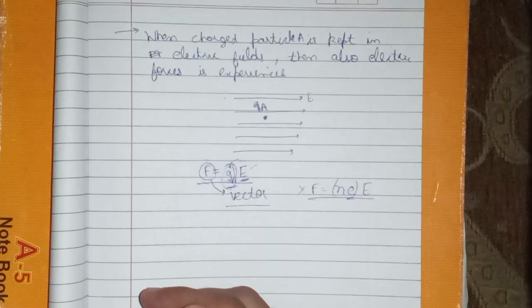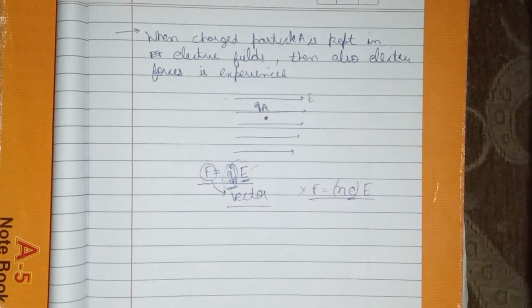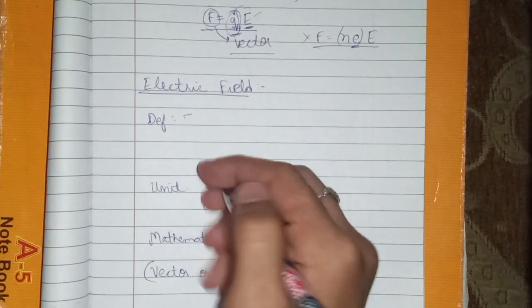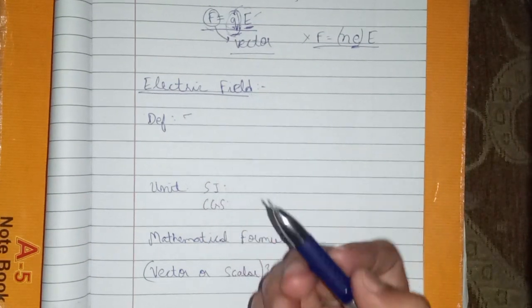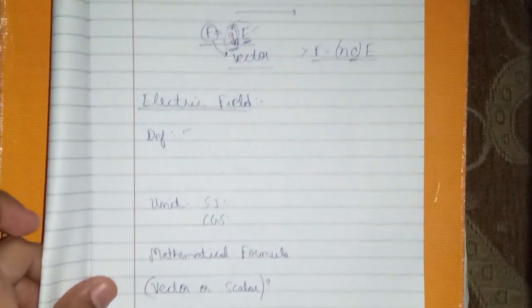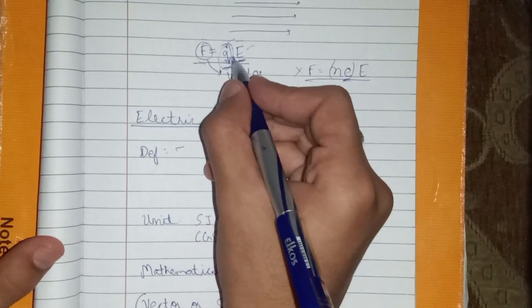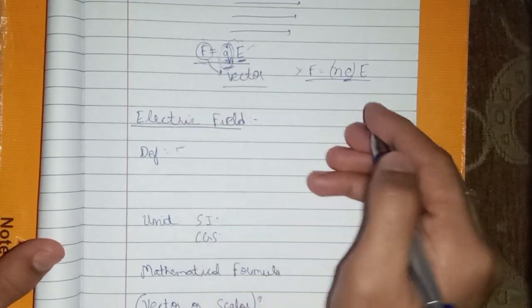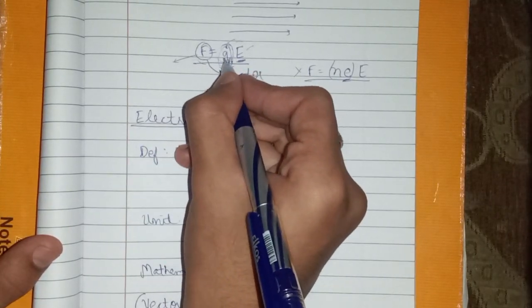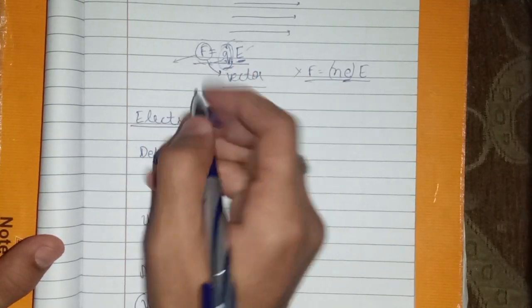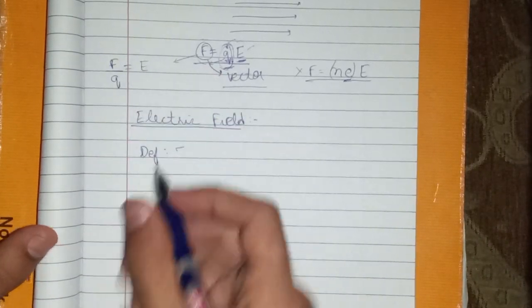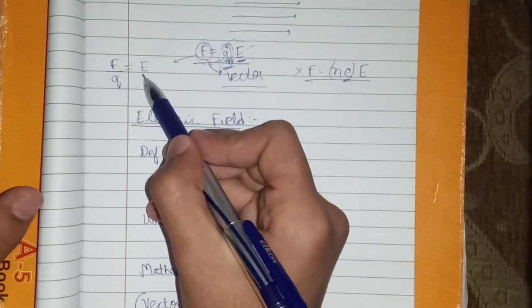So then we can now move on to electric fields. So now we get to electric field. Now we use this formula to explain electric field. Consider this is electric field, this is q, and this is F. If we move q to the LHS, then it would give you electric field. F by q is equal to electric field.